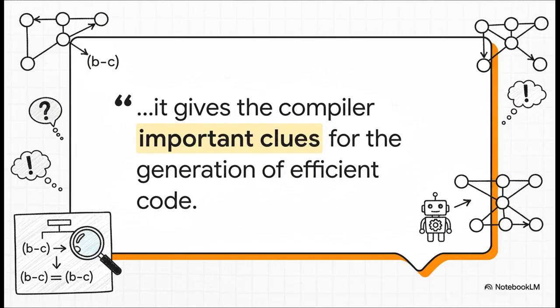By spotting these common parts, the DAG is basically yelling at the compiler, hey, you only need to calculate this b minus c thing one time. Don't you dare waste your energy doing it again. And that one little hint saves precious CPU cycles, which means faster programs and apps that feel way more responsive.